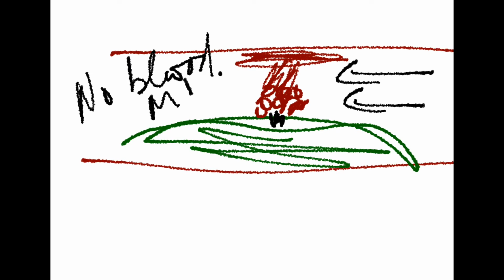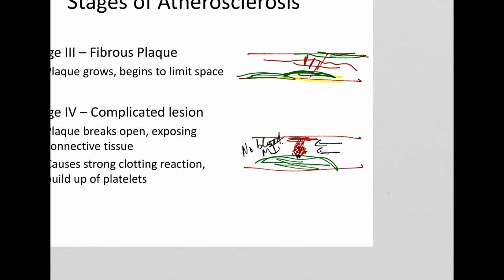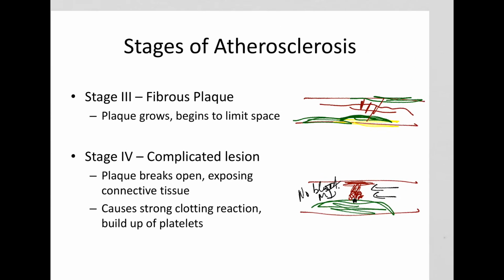Now all of a sudden the blood stops right here, and then there's no blood on this side, and this is when we have an MI. So you see the process that might take place with a complicated lesion leading to a myocardial infarction.